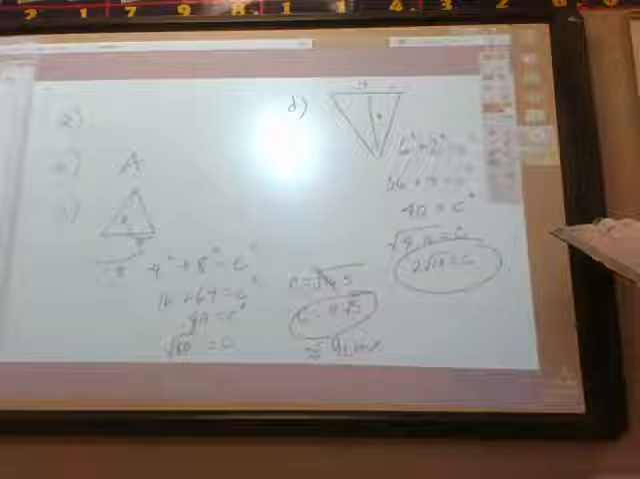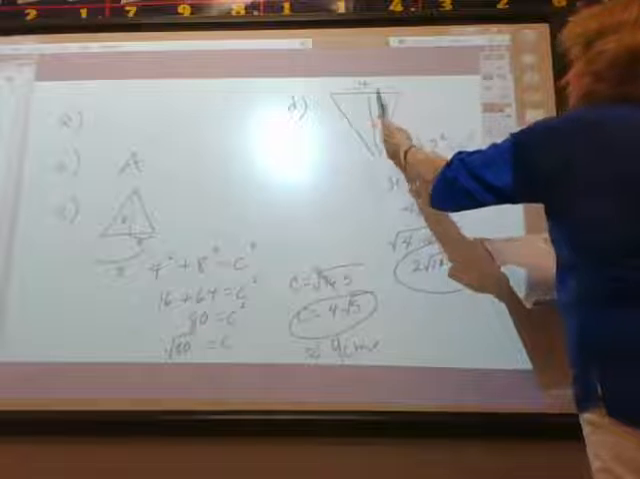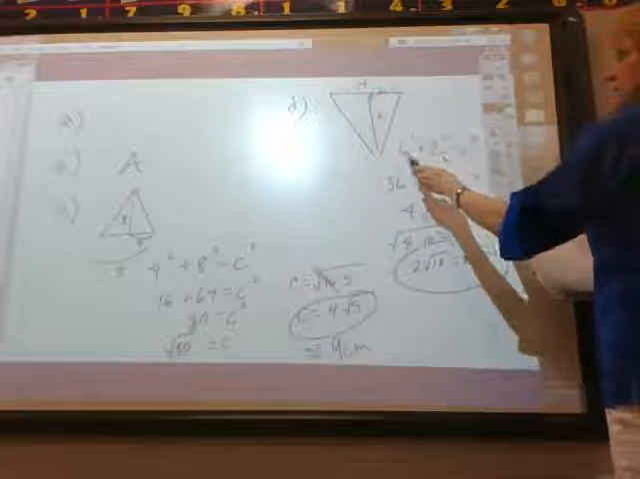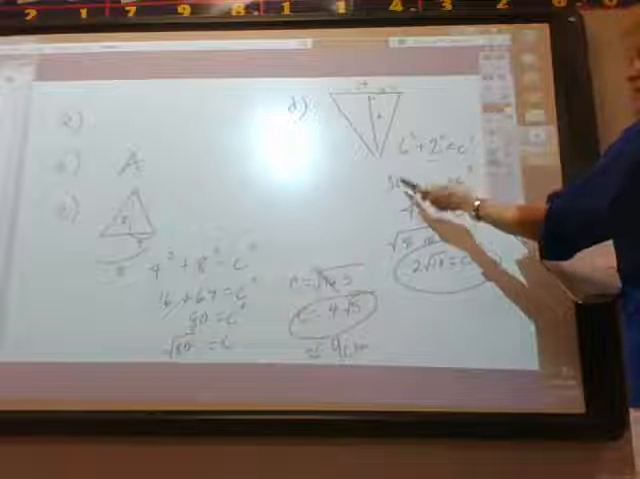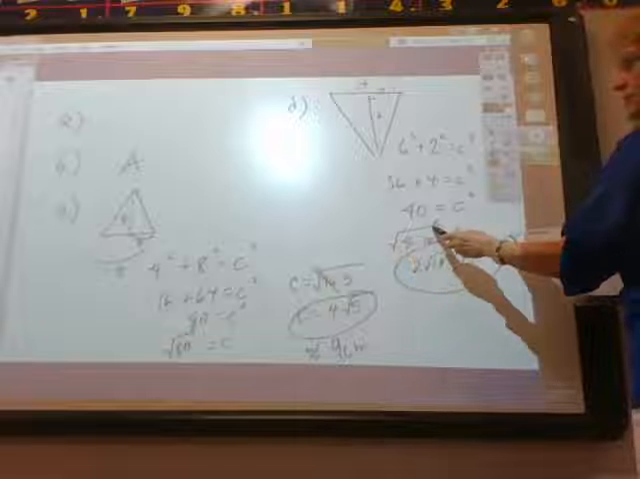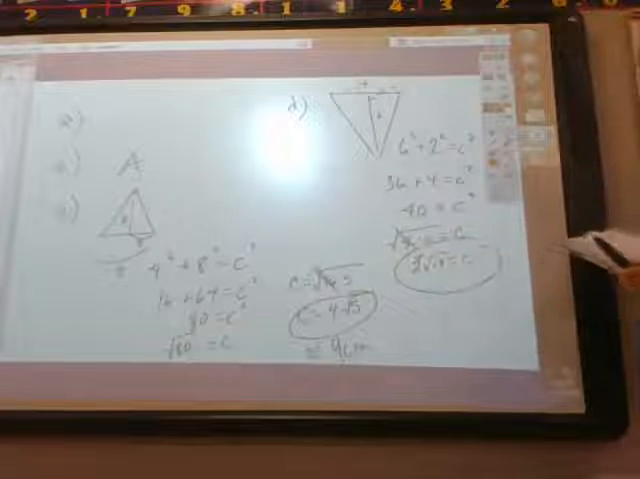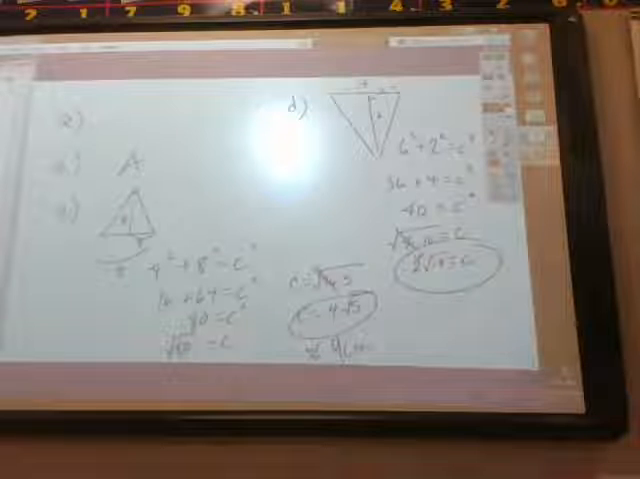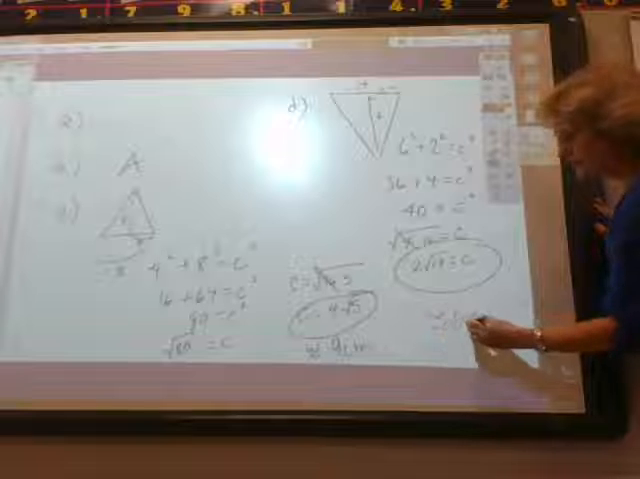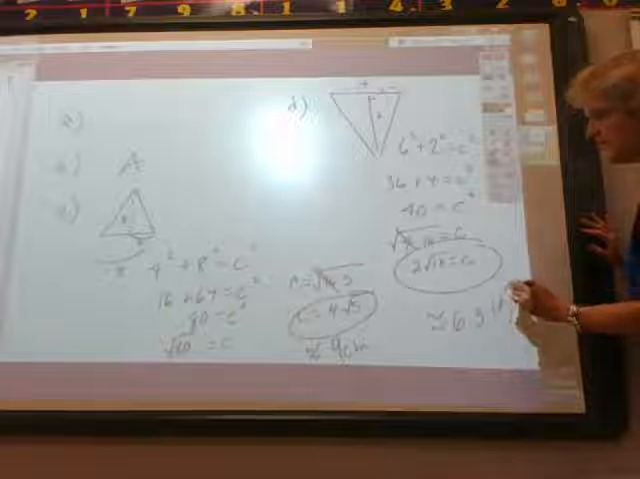And then for D, we have a height of 6. The base diameter is 4, that means the sides are 2. So 6 squared plus 2 squared is c squared. 36 plus 4 is c squared, that's 40. Square root of 40 would be 4 times 10. Square root of 4 comes out as 2. 2 radical 10. You want to approximate radical 40 under your square root button. I believe it's 6.3 inches approximately.